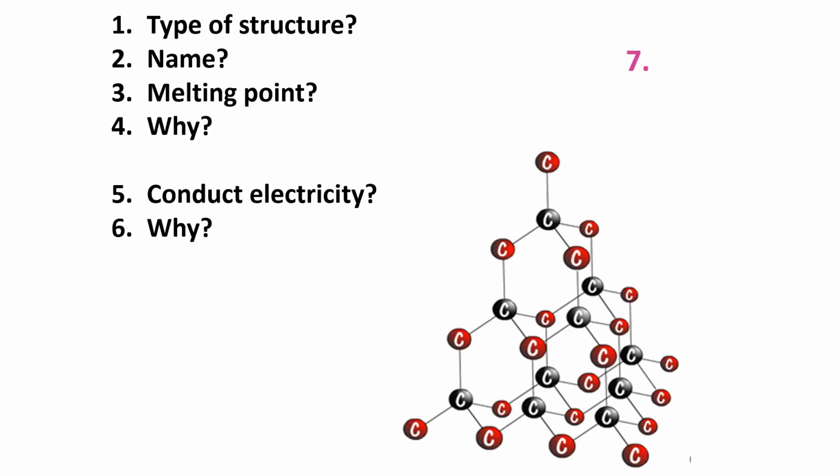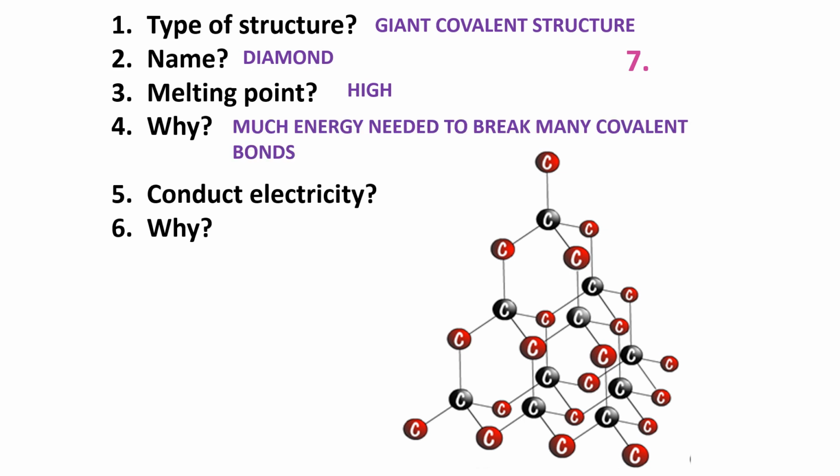So this is a giant covalent structure, and you would look at this in an exam and see that it's made of carbon. And if you look at an atom in the middle of the diagram, you would see it's got 4 bonds coming out of it. Therefore, we're talking diamond. You know clearly that diamond has a very high melting point. Your explanation for that would be that much energy is needed to break the many covalent bonds.